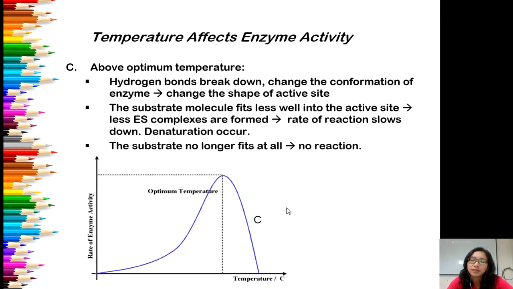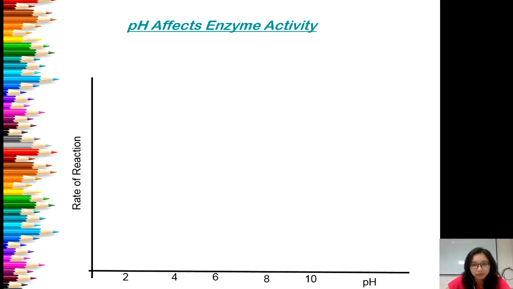Because the active site doesn't have its original shape anymore, the substrate, of course, will not be able to bind perfectly into the active site. Therefore, less enzyme-substrate complex will be formed and the rate of reaction will slow down. If we increase the temperature to a certain point, the substrate may no longer fit at all and there will be no reaction at all.